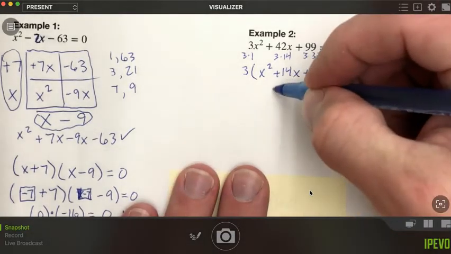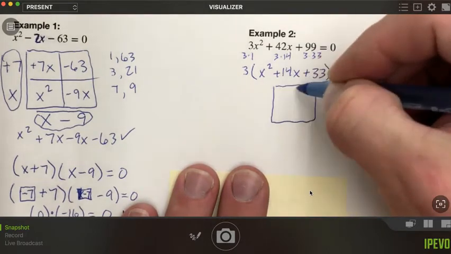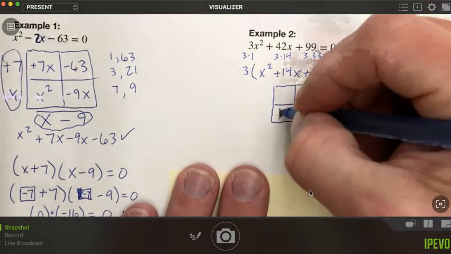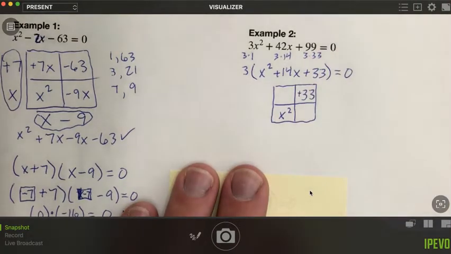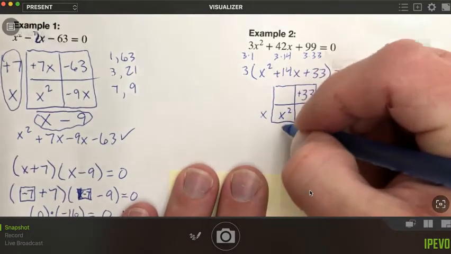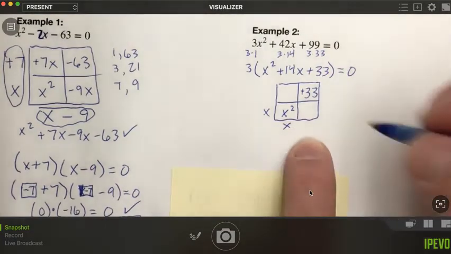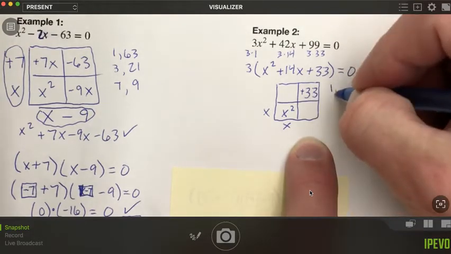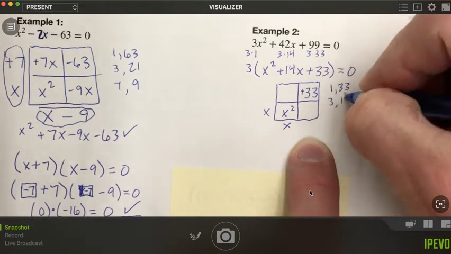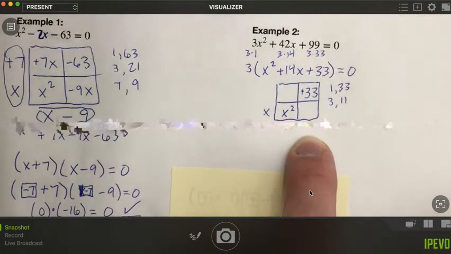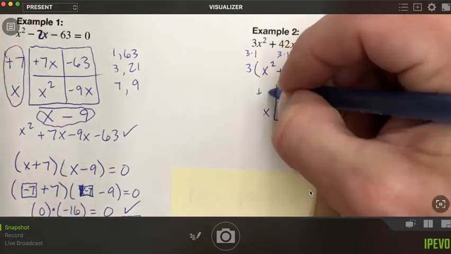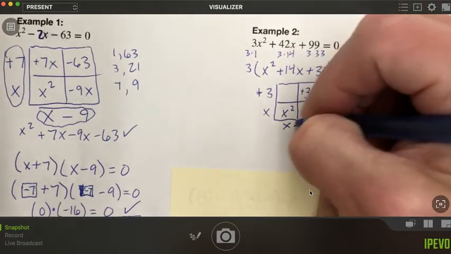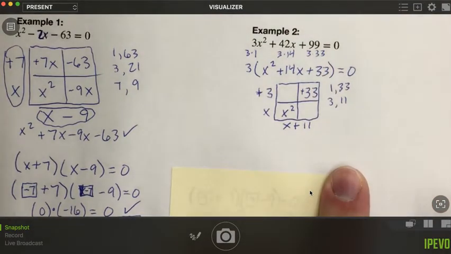All right, so now I'm ready to factor. And some of you might already see what it factors into. So I've got an x squared and a positive 33. x times x is x squared. That's good. Then factors of 33, 1 and 33. 3 and 11. Remember, I'm looking for factors that can possibly combine to get 14. Right away, I'm looking at 3 and 11. And in this case, everything's positive, so I'm betting that each of these numbers will have to be positive.